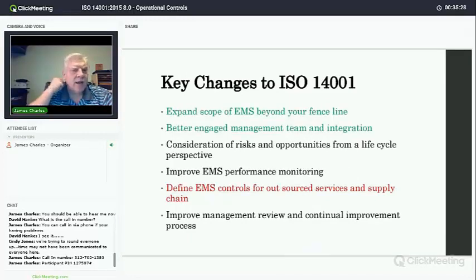Again, to summarize the key changes, in the previous webinar we talked about scope and context, and we talked about EMS leadership and integration. In this particular session, we're going to talk about environmental controls for our activities, outsourced services, and supply chain. The next installation will cover performance monitoring, management review, and the continual improvement requirements.